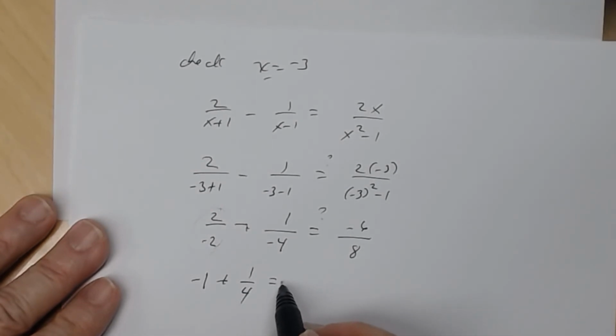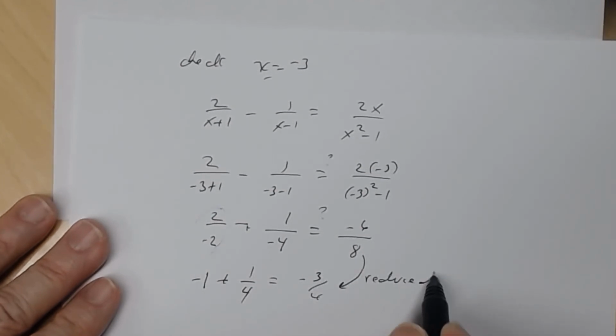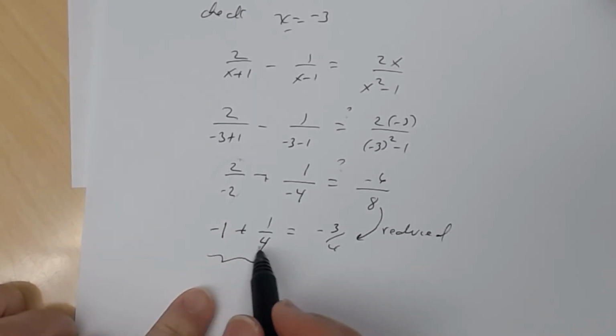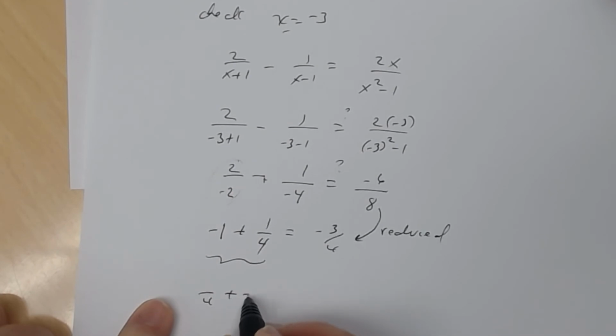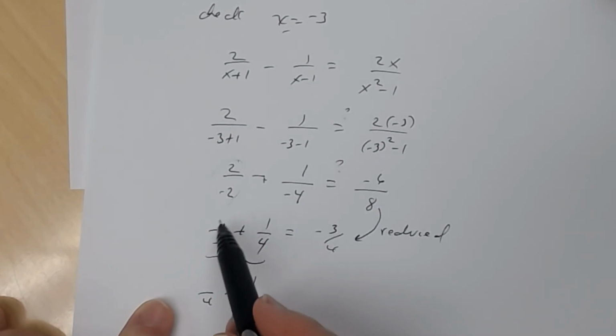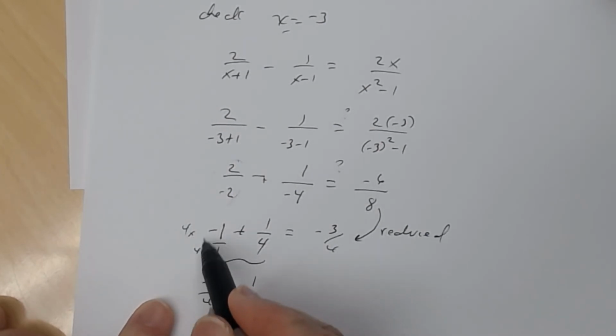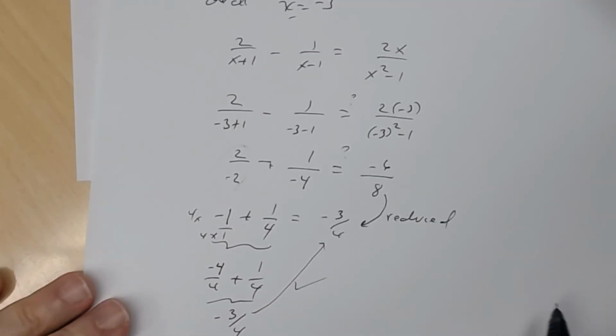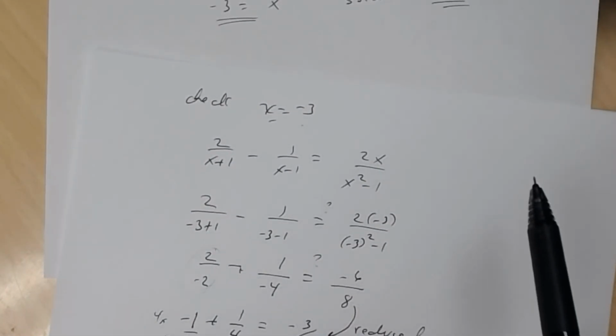And I want to see if that's going to equal, and let's just go ahead and reduce this. That's -3/4 reduced. Now let's focus on this sum right here. The LCD is 4. So I'm going to write two fractions with 4 as the denominator. We're going to write this as -1/1. These denominators are already 4, so the numerator stays 4. So 1/4 is equivalent to 1/4. -1 is equivalent to -4/4, because you multiply both numerator and denominator by 4. And when I add them up, -4/4 plus 1/4 is -3/4, which is what you wanted. Okay, so that means that -3 is a solution.